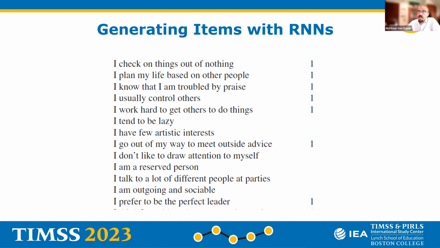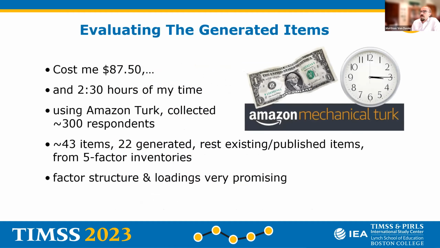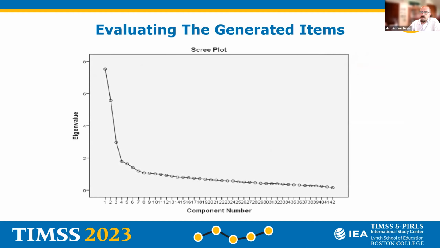And then I went and tested that. It cost me like $80. And within 2.5 hours, I had a couple of hundred respondents on Amazon Turk who filled out this personality questionnaire. These were 43 items, a little bit more than half of them generated from five-factor personality inventories. And the interesting part was that the factor structure coming out of that was actually not that bad. It still looked like a five-factor structure, even with a small sample.